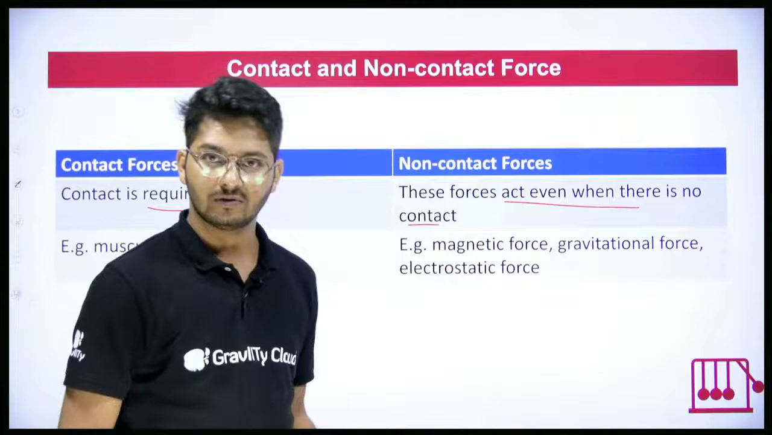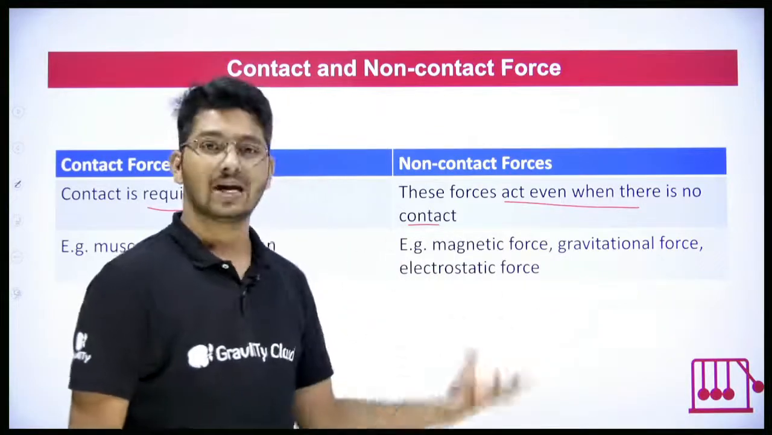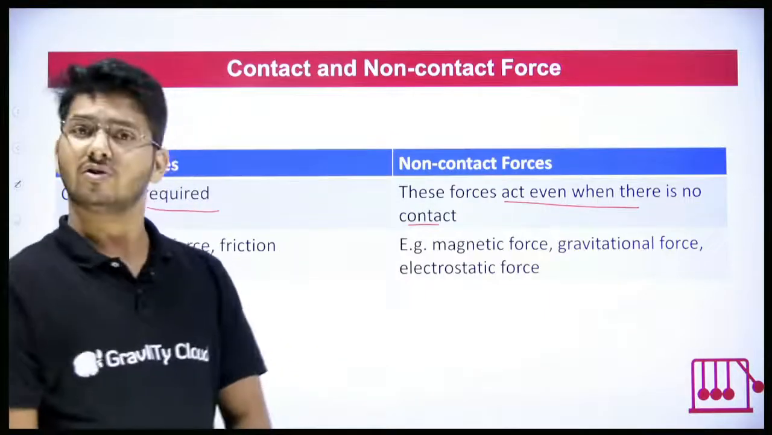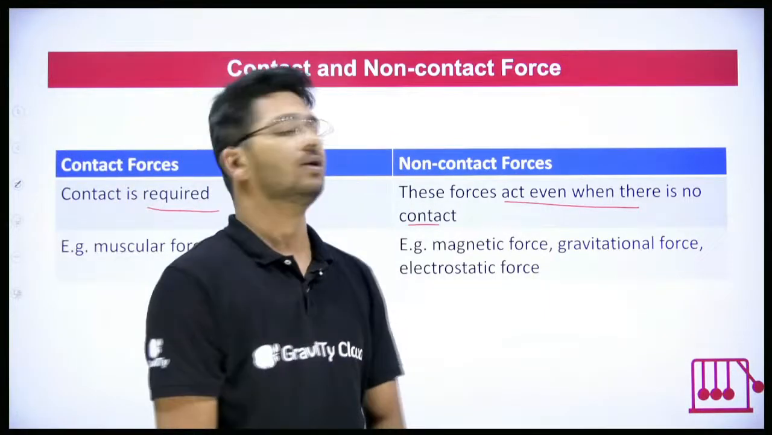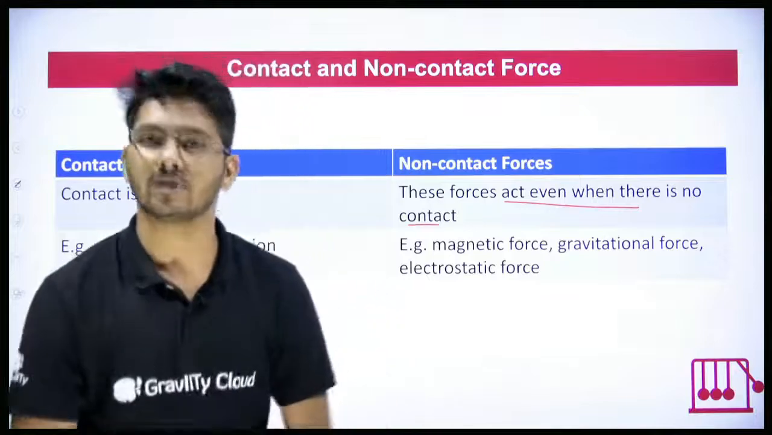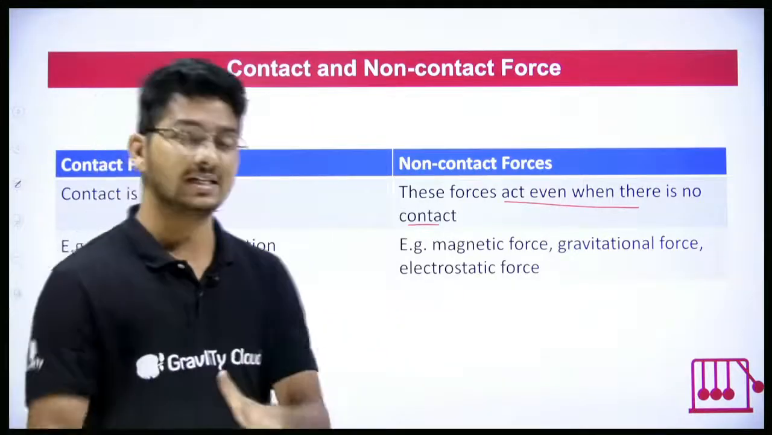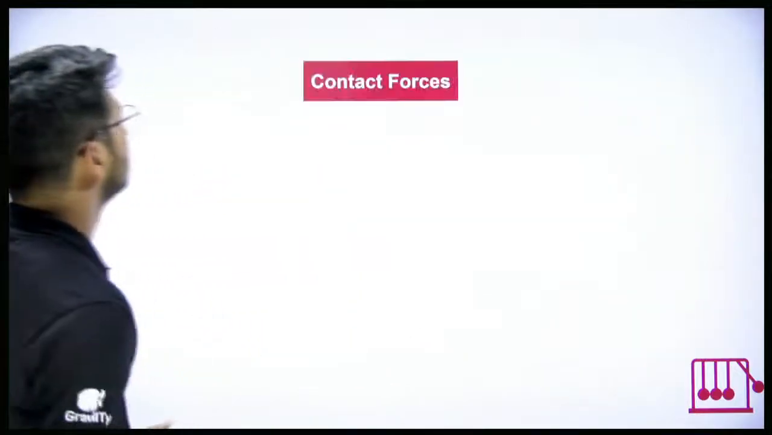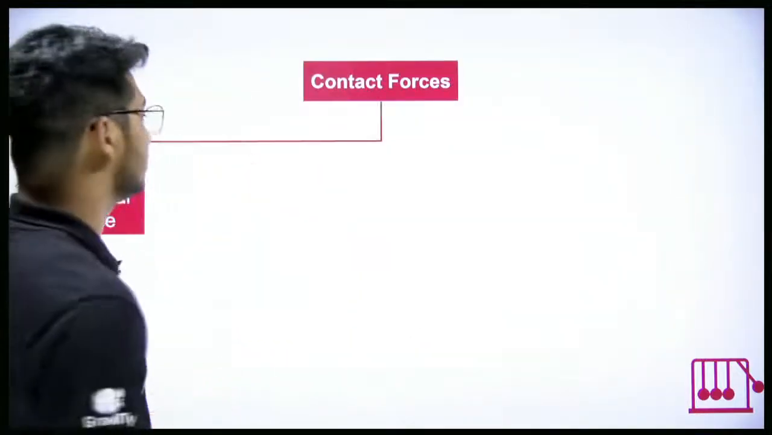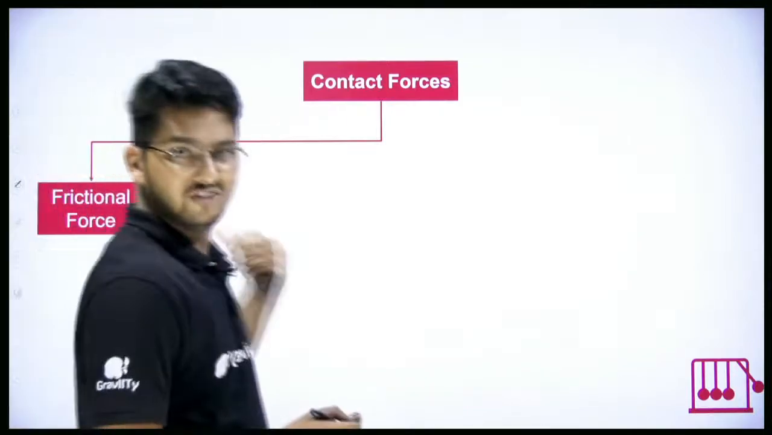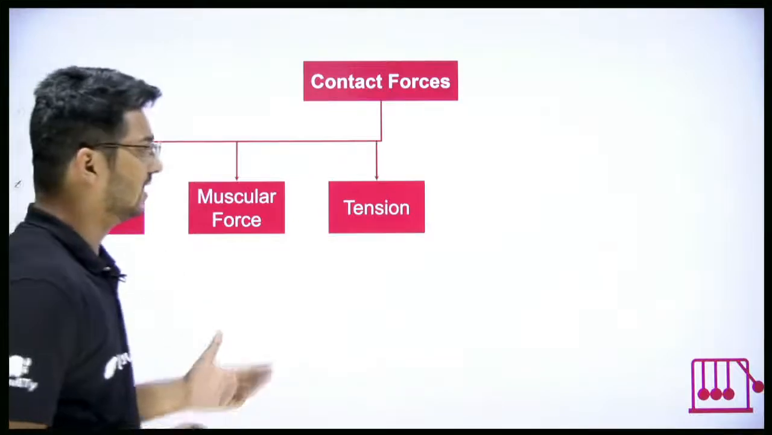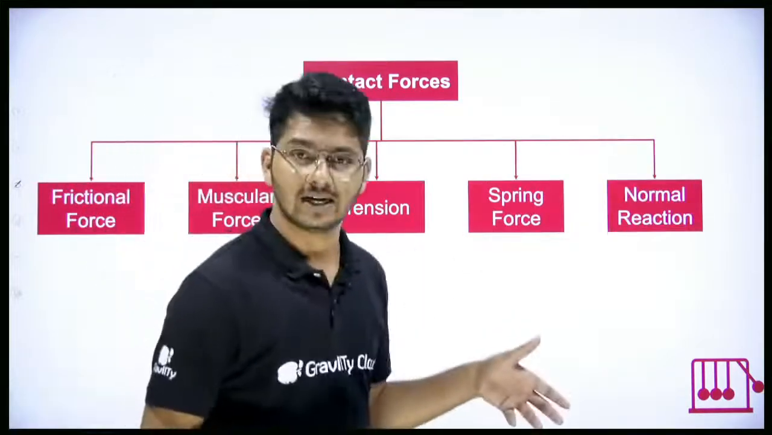Examples are magnetic force, gravitational force, and electrostatic force. Magnetic force, we have a good idea. Gravitational force also, we have a basic understanding. What is electrostatic force? We will learn about that. Let's go into each individual force one by one. We'll start with contact forces. Contact forces include frictional force, muscular force, tension, spring force, and normal reaction. Let's go into each one of them.